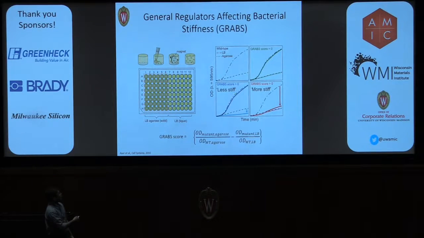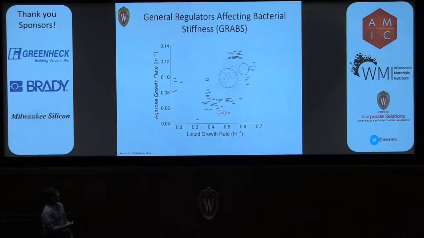Now, if the GRAB score is below 0, meaning that bacteria is becoming softer upon mutation, the mutant is growing as fine as wild type in LB, if you compare blue and dotted black, but it is growing less in agarose compared to wild type. So this bacteria cannot push the environment in order to grow, and this gives us less than 0 GRAB score. Now, there is another scenario in which bacteria become stiffer, and in that case, bacteria is growing fine compared to wild type in agarose, but it grows very little in LB.